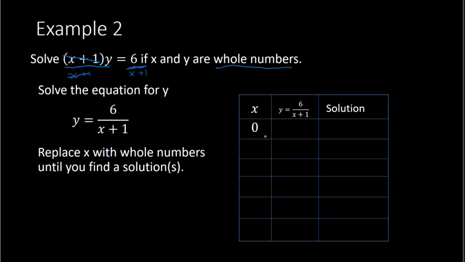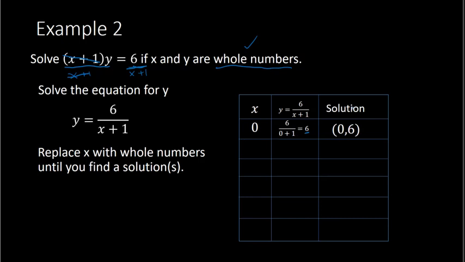So when you plug a 0 in for x, now we have y equals 6 over 0 plus 1. Well, 6 over 0 plus 1 equals 6. All right, so 0, 6 is a solution and it's a whole number. Both are whole numbers, so this would actually work. So 0, 6 would be my solution, where x is 0 and y is 6.